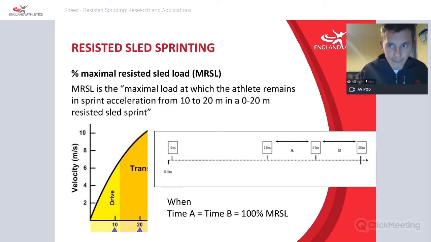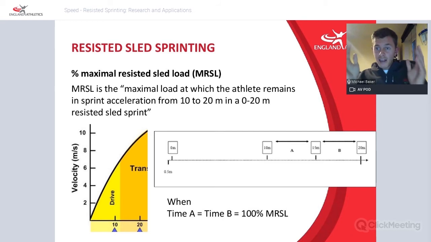If we look at the graph on the left, if they were to do this unresisted, your athlete would continue to be getting quicker through that point. So their time at 10 to 15 meters would be slower than it would be between 15 and 20, because that athlete is continuing to get faster. As you start to apply load to someone, that difference in speed is going to start to come closer and closer together. And when you get to the point where their 10 to 15 is equal to their 15 to 20, that would be deemed your MRSL.